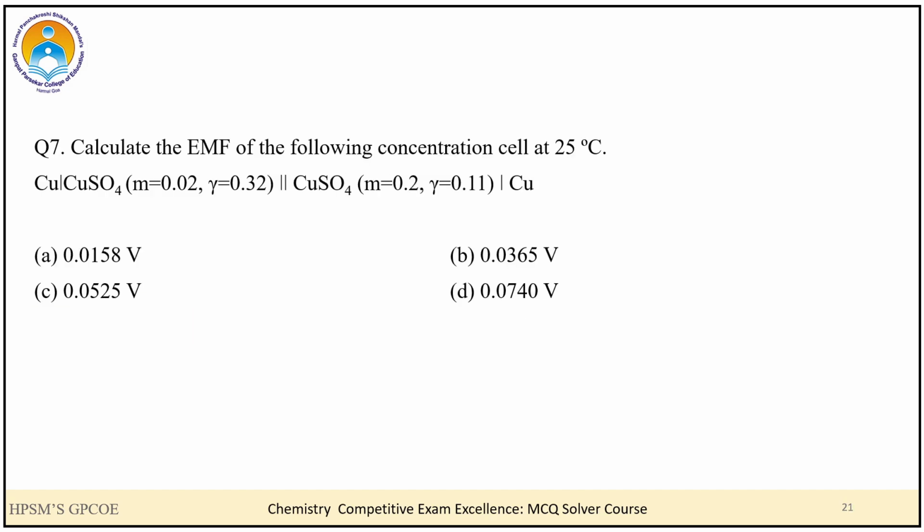Let us see another problem. Calculate the EMF of the following concentration cell at 25 degrees C. Copper/copper sulfate, given M equals 0.02 and gamma equals 0.32, separated by copper sulfate, wherein M is given as 0.2 and gamma as 0.11, separated by copper. The options are 0.0158, 0.0365, 0.0525 and 0.0740 volt.